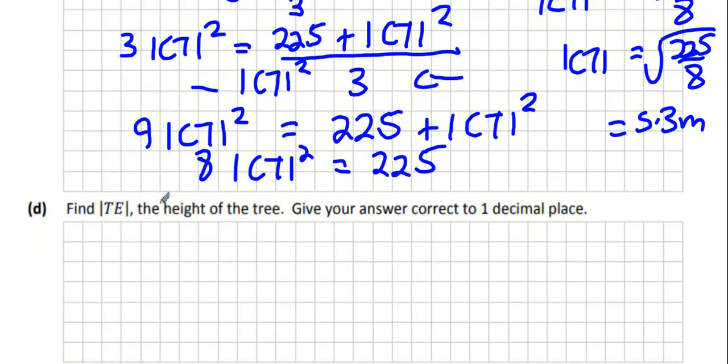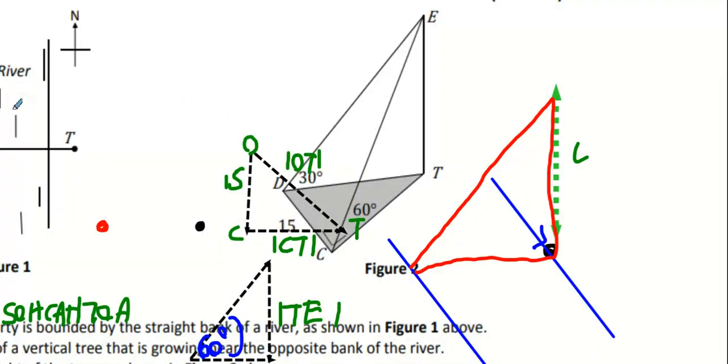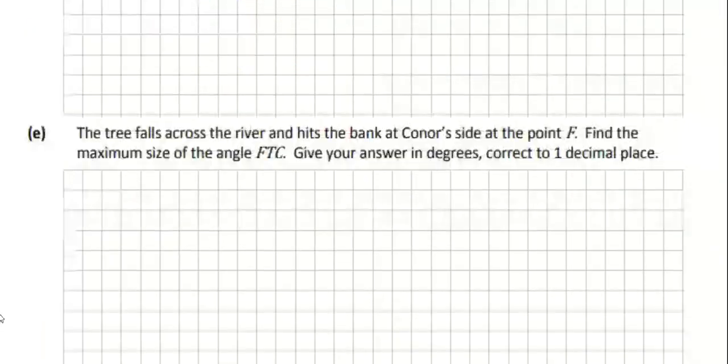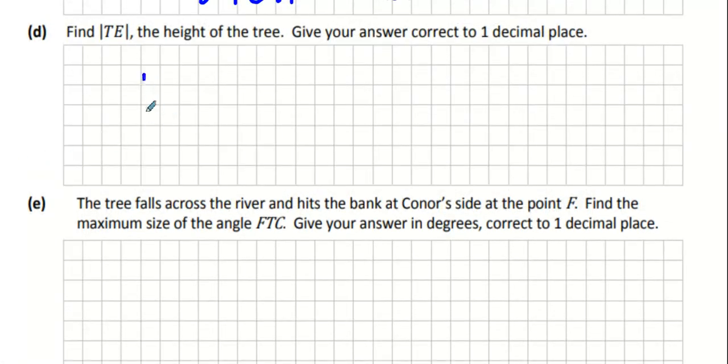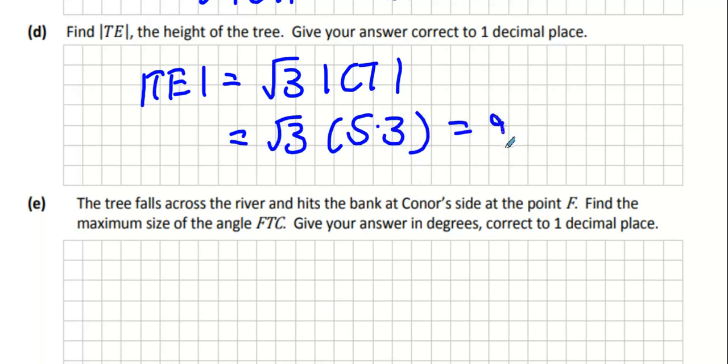Now, find TE, the height of the tree. Correct, give your answer to one decimal place. Okay, so if we go back to, let's keep this simple, if we go back to part A, we have that TE is root 3 CT. So TE, which is the height of the tree, equals root 3 CT. So that's going to be root 3 multiplied by 5.3, which will give us an answer of 9.2 meters when we're done.